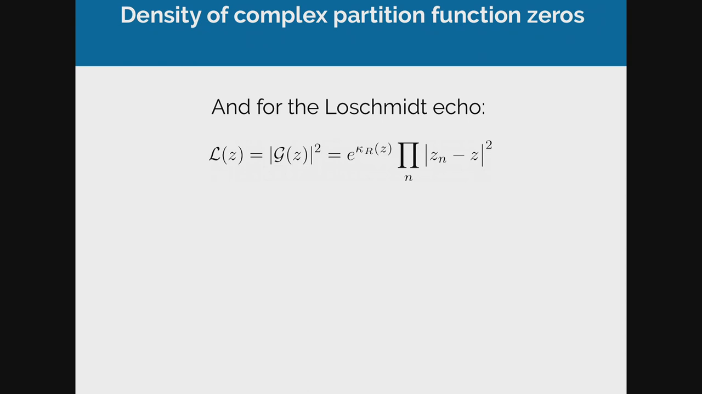So it's the absolute square of this amplitude. There's actually a two missing here. You would take two times the real part of the smooth function, and the absolute square of all these expressions involving factors involving the zeros.